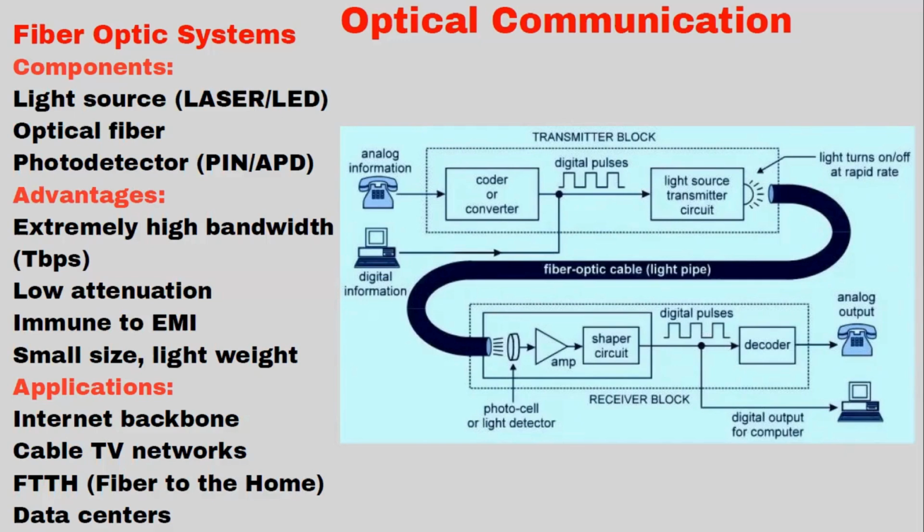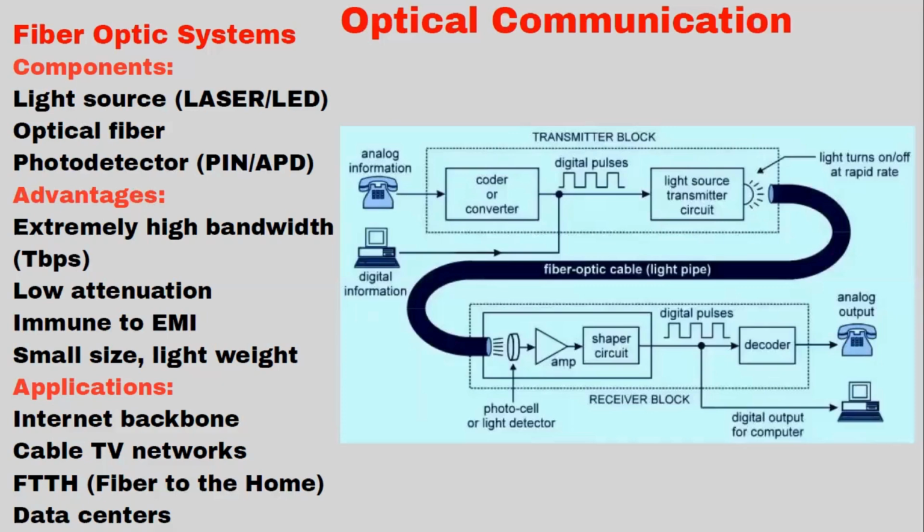What are the advantages of fiber optics? Extremely high bandwidth. The bandwidth is very, very high compared to analog, in Tbps, terabits per second. Low attenuation, immune to EMI, small size, lightweight. These are the advantages. Where do we use it? Internet backbone. Even today, we use fiber optics for internet connections.